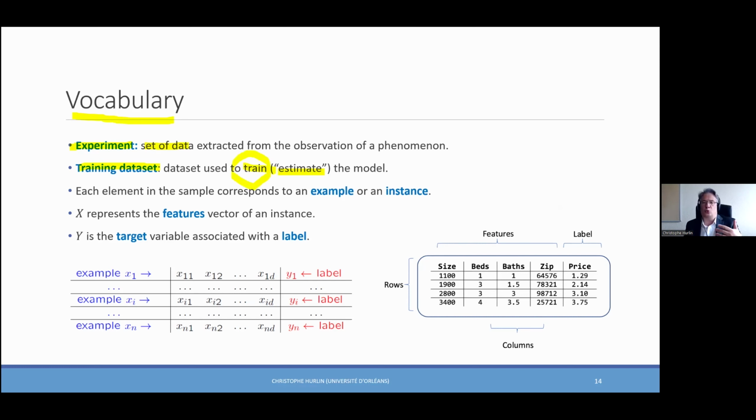The sample that you use to train your model has some elements, and all these elements correspond to an example or instance. Two terms. So, for instance, you have an example x1, example x2, and so on. This corresponds to your firms, your individuals, your assets in your data set. So you observe, for instance, n firms, n assets, or n countries.